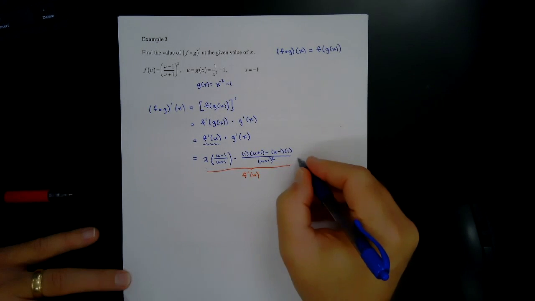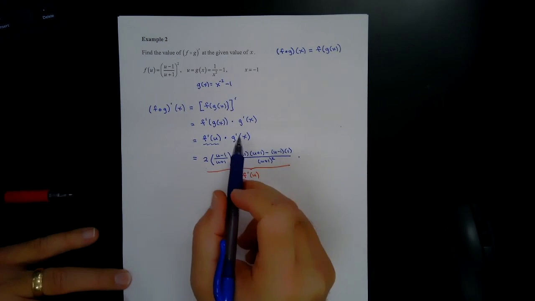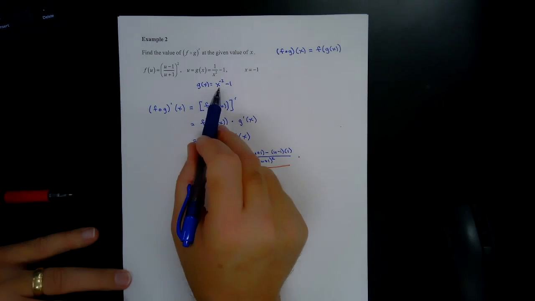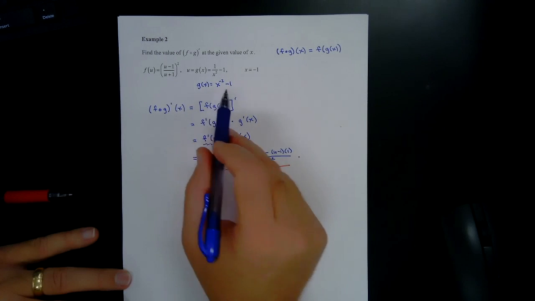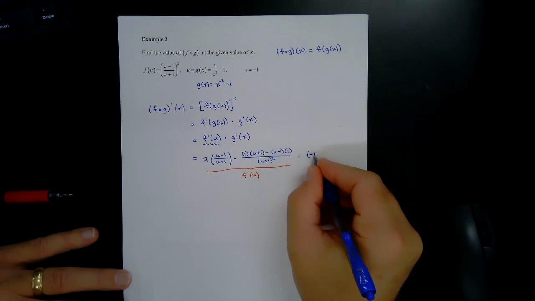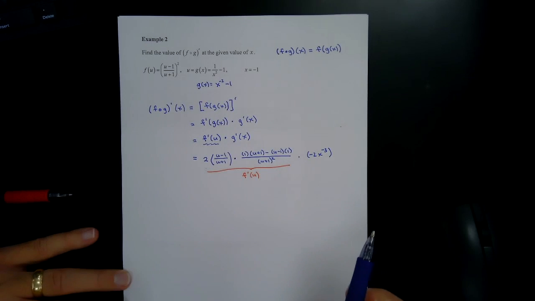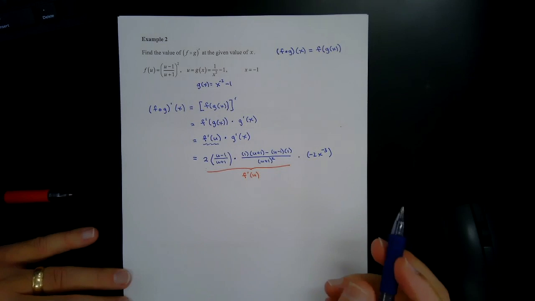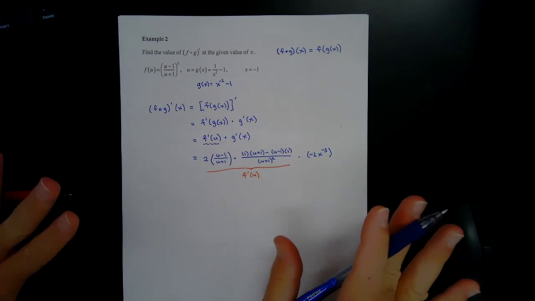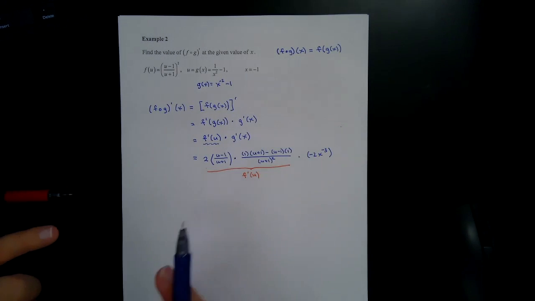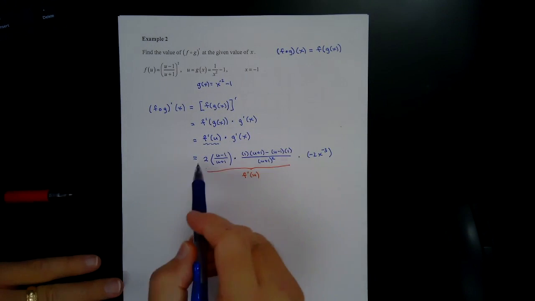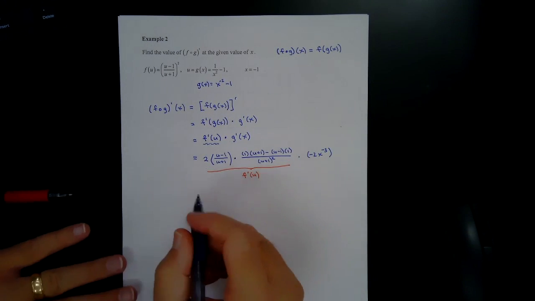Now, I also need to multiply this by g prime of x. Well, g prime of x, I would just use this one. So this becomes negative 2 x to the negative 3 power, and that is g prime of x. Now, we want to find this at x equals negative 1. I'm going to clean this up a little bit, because we can clean this quotient up.